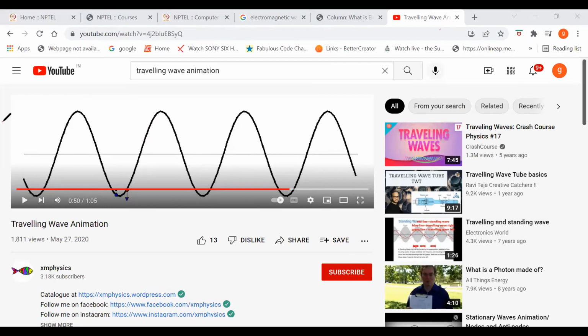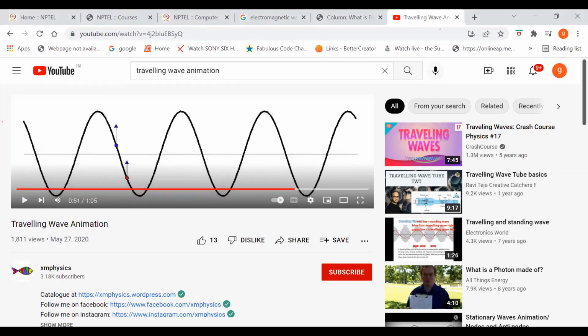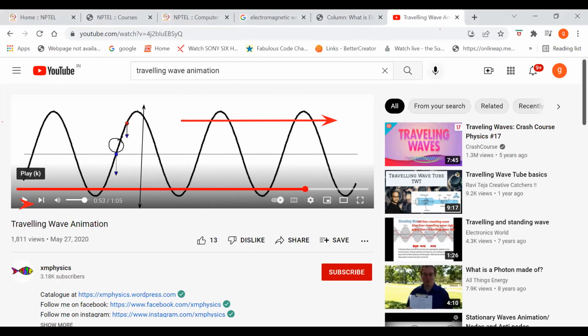See, in this case, this mass is moving up and down, right? But this wave is moving in which direction? X direction, right? This is the specialty of wave. This particle moves in up and down direction, wave travels in forward direction.